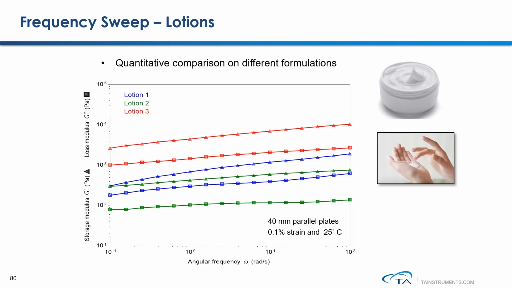Frequency sweep is also commonly used as a typical QA/QC analysis method. The measurement results provide quantitative comparison on different formulations. Here is an example of testing 3 different lotions with different formulations. The measurement results show that these 3 formulations exhibit significant differences in sample moduli.